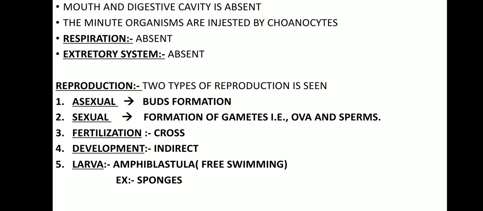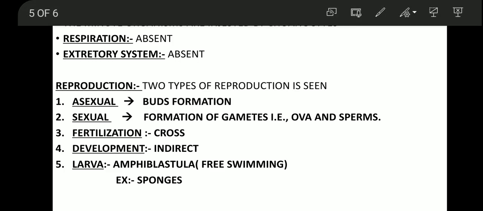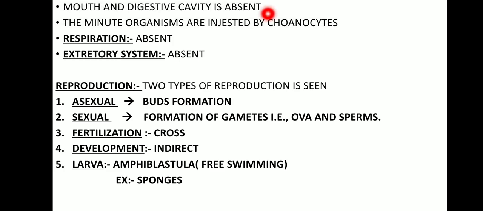So let's see the overall general characters. The mouth and the digestive cavity are absent in poriferans. So how do they eat? They eat by specialized cells called choanocytes. You better note this, choanocytes. These cells ingest minute organisms, whatever small, microscopic organisms are there.